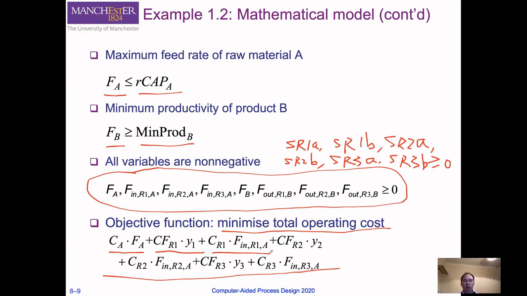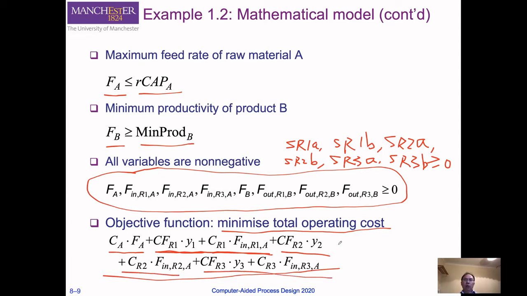The variable cost depends on the inlet flow rate. As we already ensure, if the integer variable is 0, then the inlet flow rate to the reactor is also 0. That means we can make sure if the reactor is not selected, then the operating cost is equal to 0. And this is the same for reactor 2 and reactor 3.